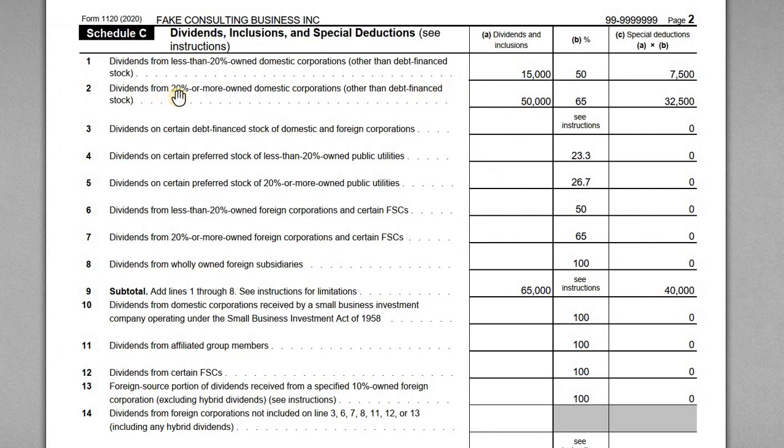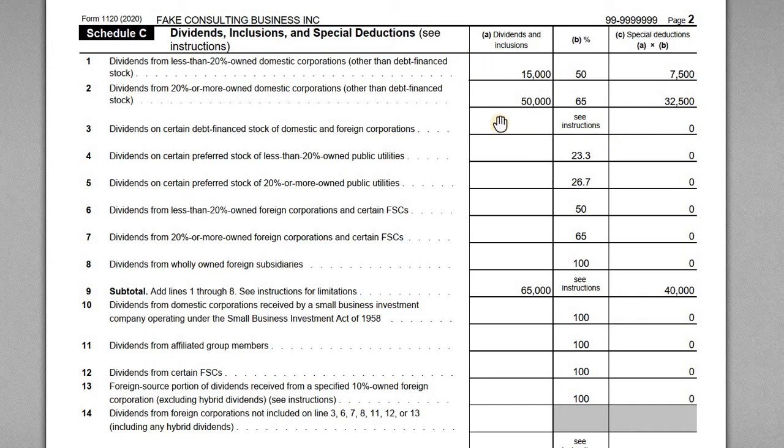This is dividends from 20% or more owned stock, right? So again, we own 40% of a domestic corporation in Wyoming. So the dividend income we get from that entity is reported here on line 2. And the DRD is going to be 65%, which equals $32,500.